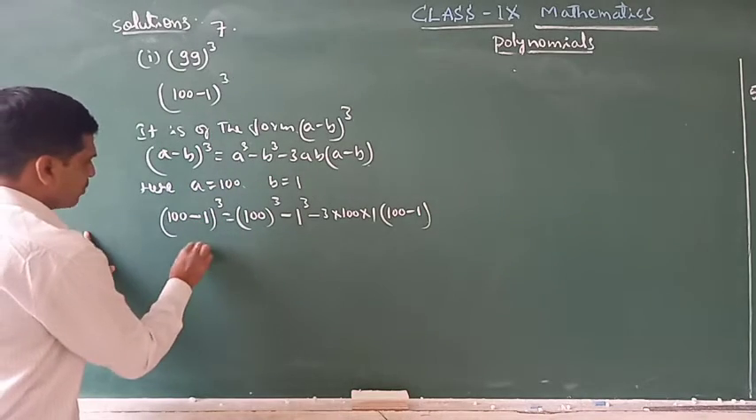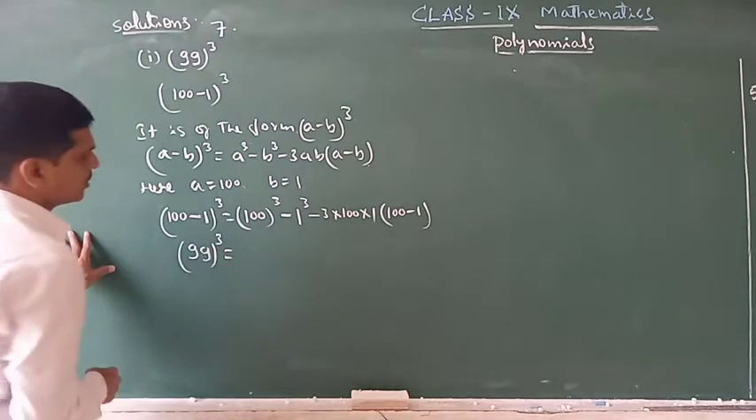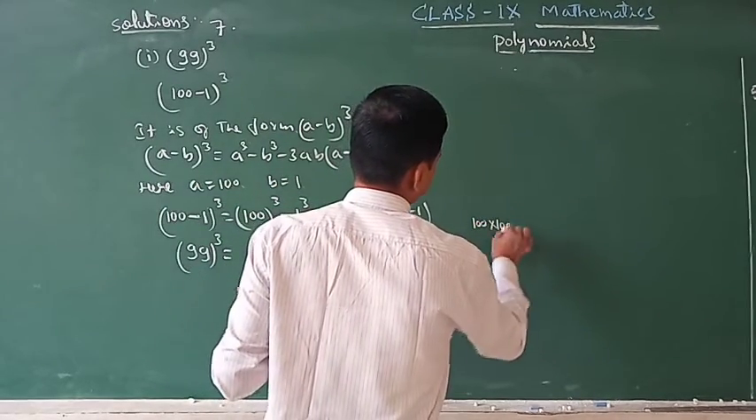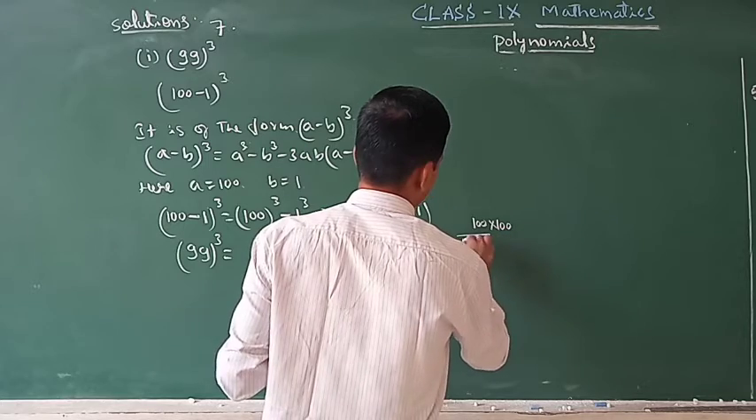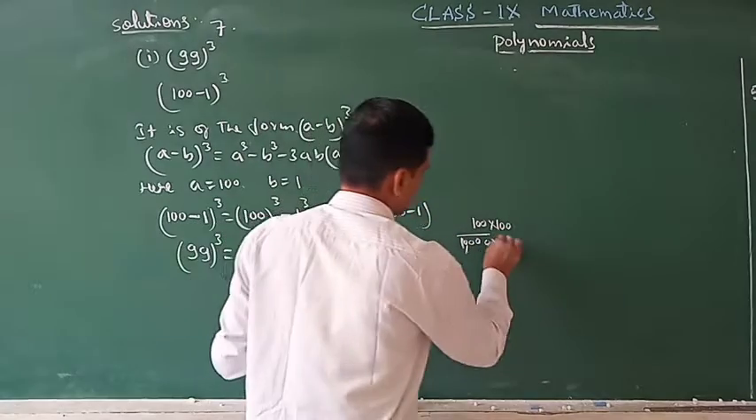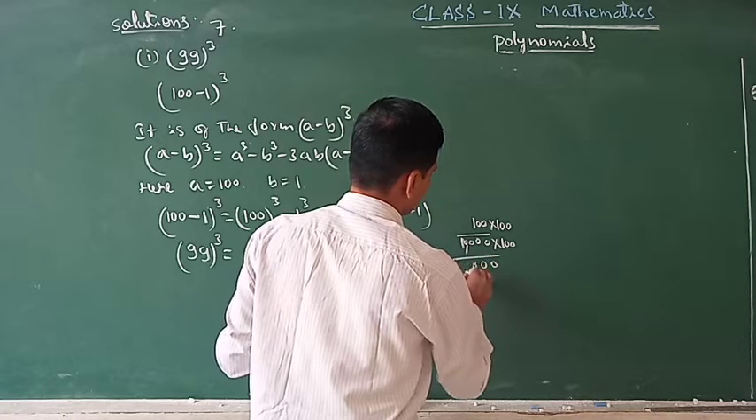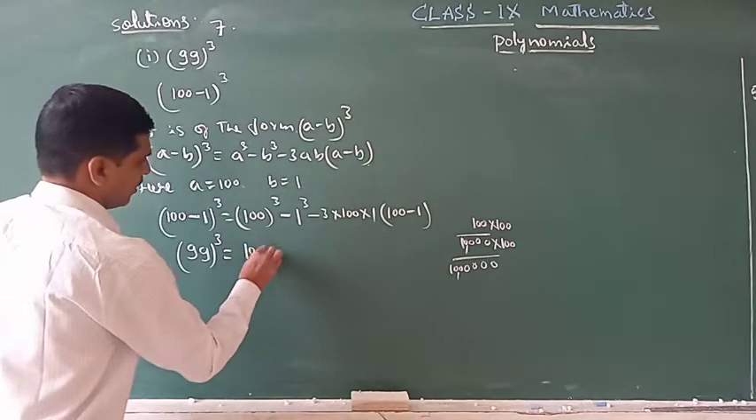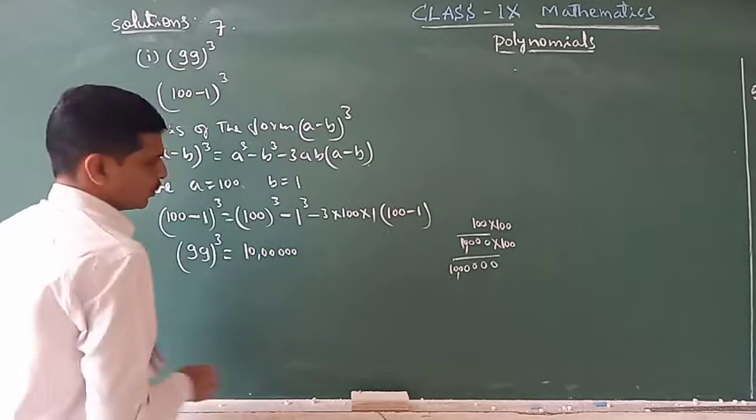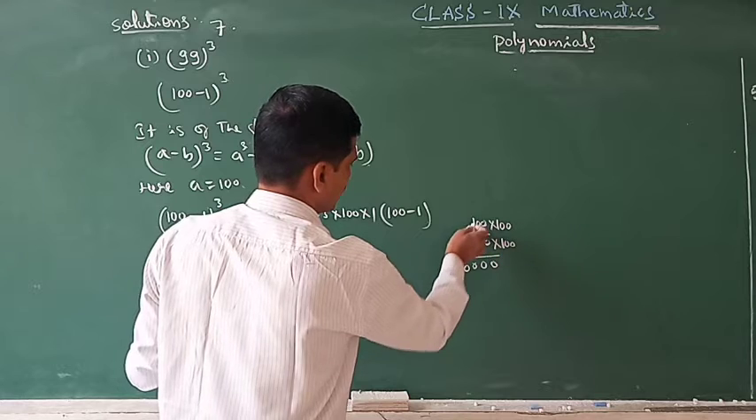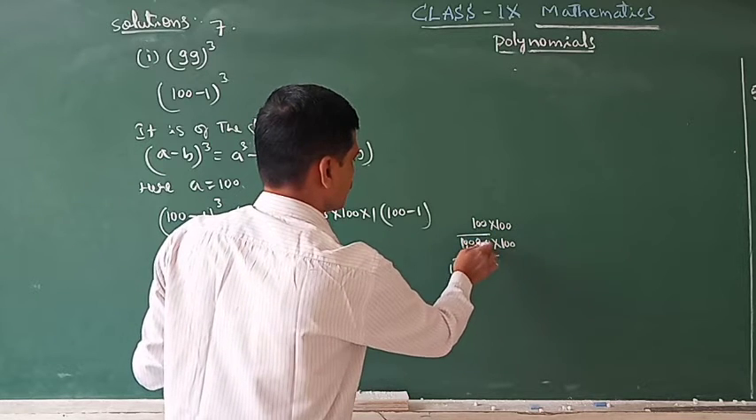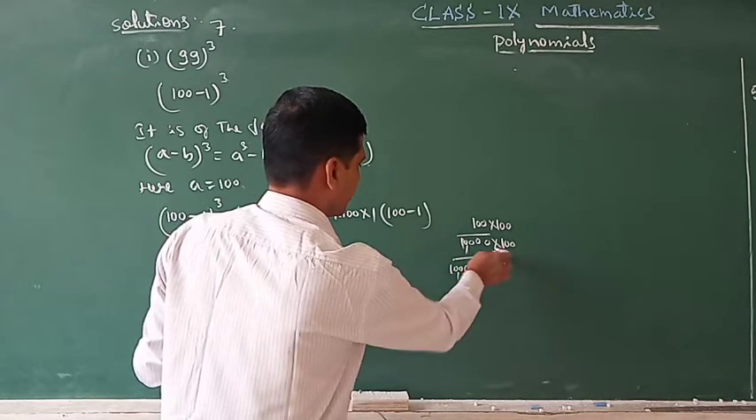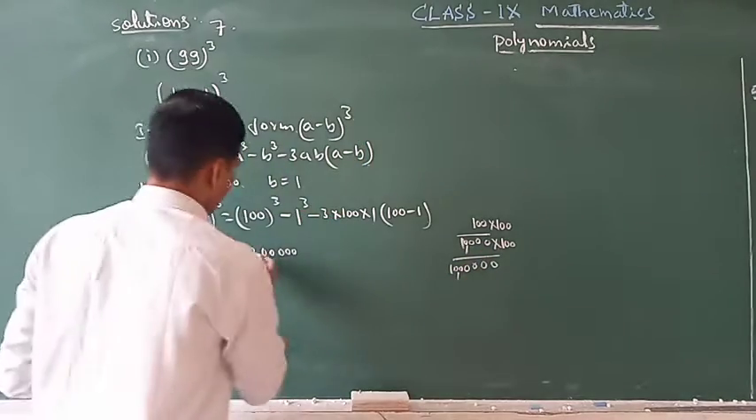So again 100 minus 1 means 99 cube. Here we multiply 100 into 100, so it comes 10,000. Again you have to multiply this by 100, so it is 10 lakh. So is it right? 100 into 100 is 10,000, and again into 100, it is 10 lakh, okay.